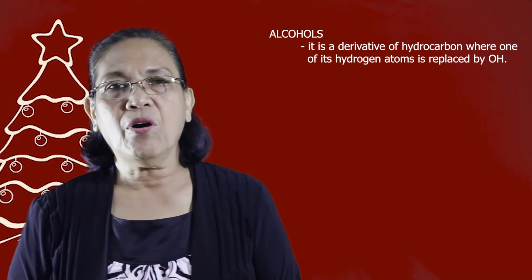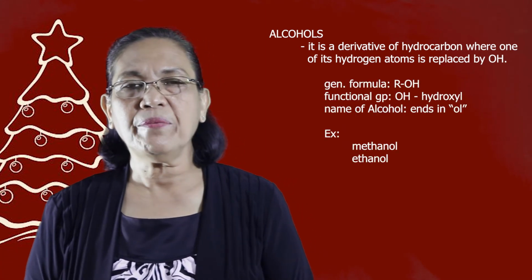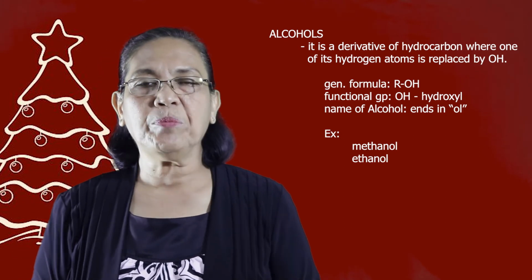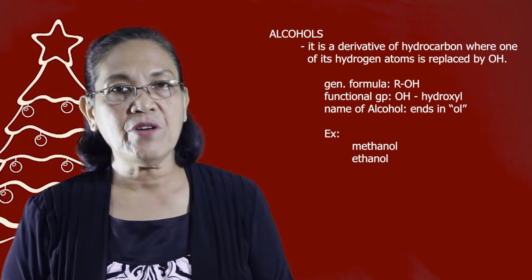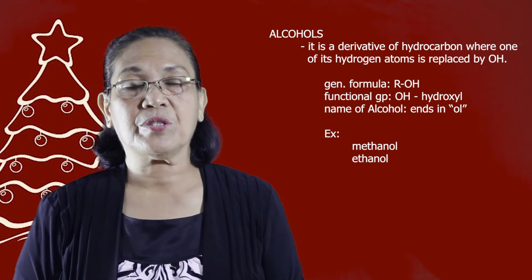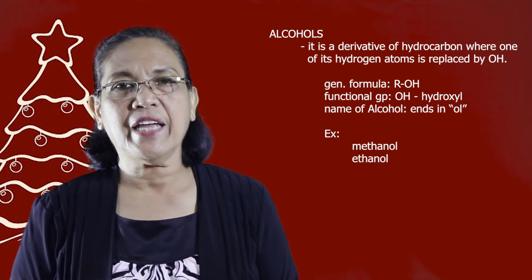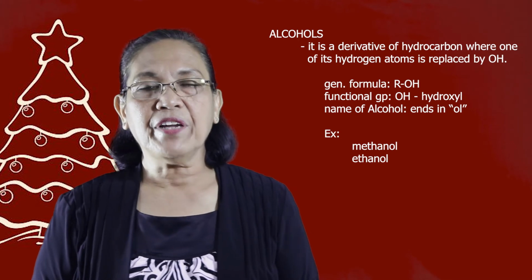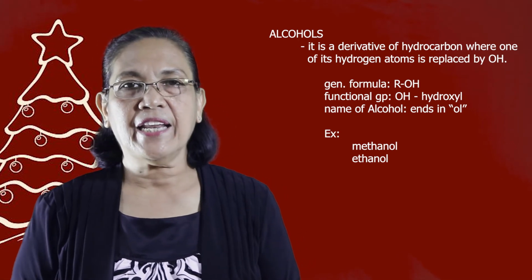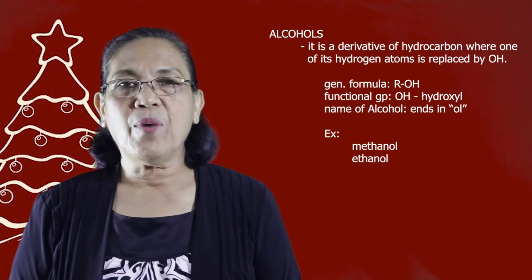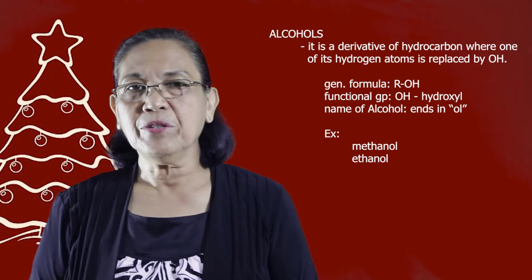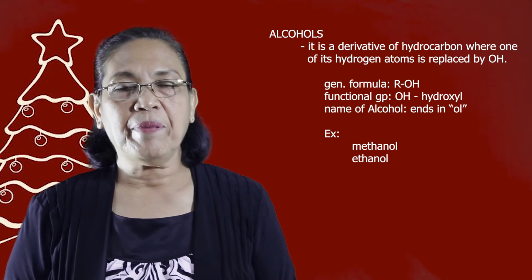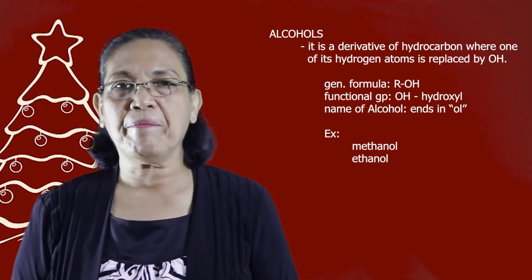Now, the alcohols, by the way, has a general formula ROH. And the functional group of the alcohols is the hydroxyl or the OH. The name of the alcohols ends in OL. So, for example, if there is one carbon atom, then the name is methanol. Why metha? Because the root word there is methane, a hydrocarbon alkane, methane. And replace the E there with ol, so you have it there, methanol.